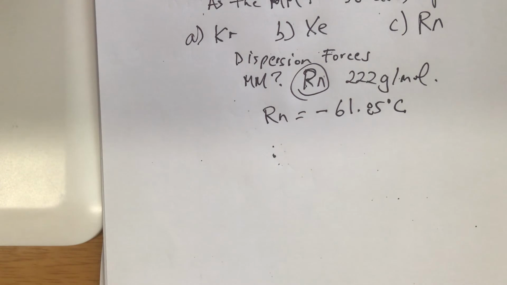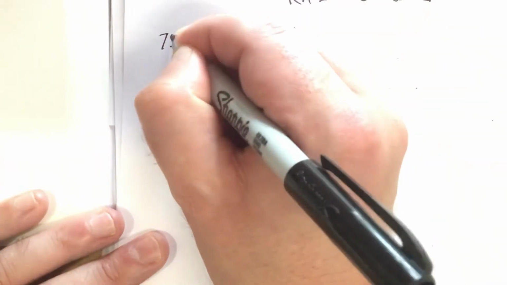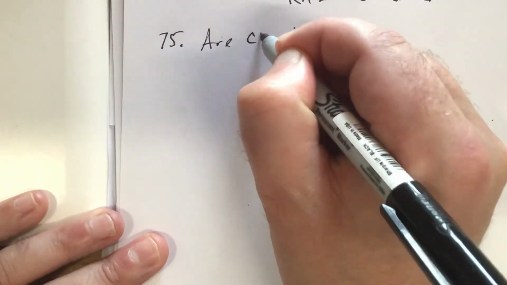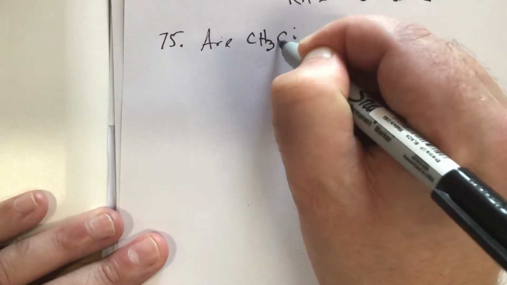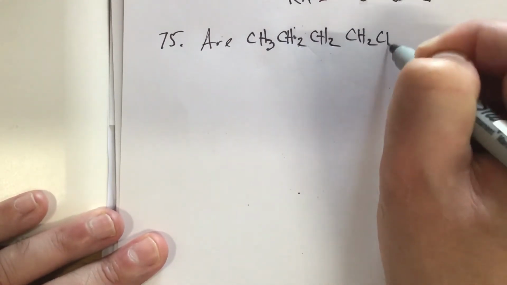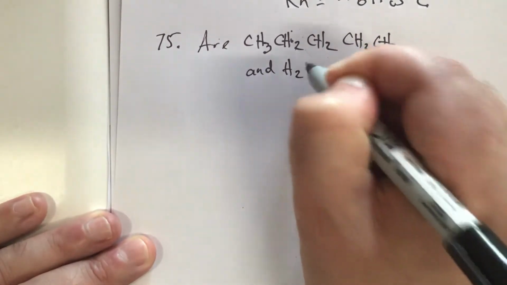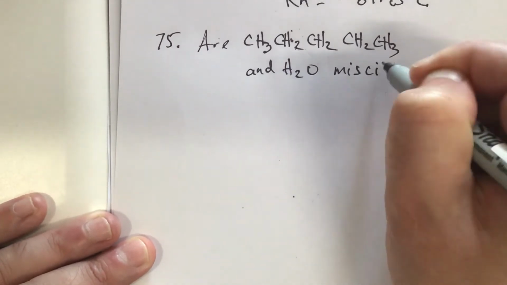Okay, there was one more question I wanted us to look at. The question will be 75 in our book, if you have your book. And then, so 75 says, are CH3, CH2, CH2, CH2, CH3, and H2O miscible?